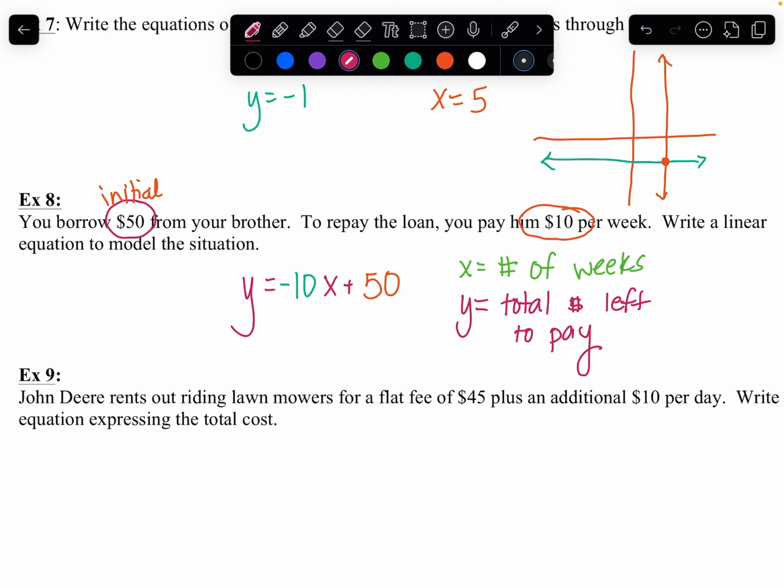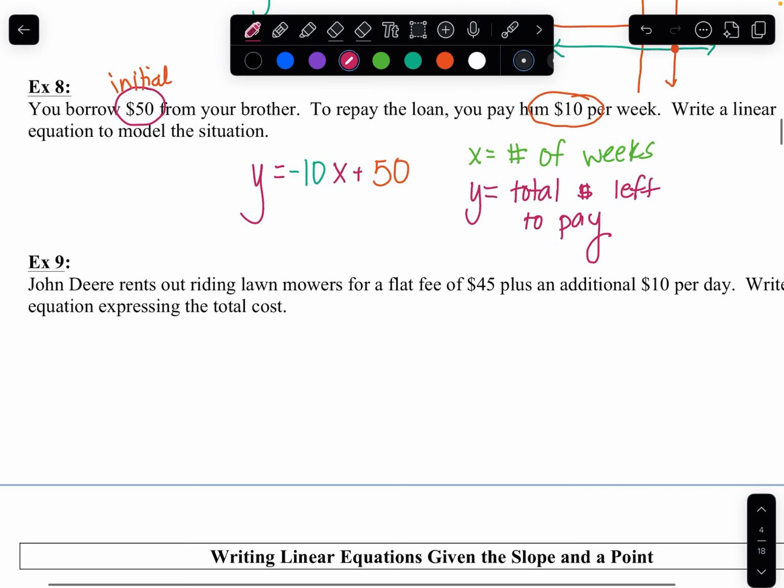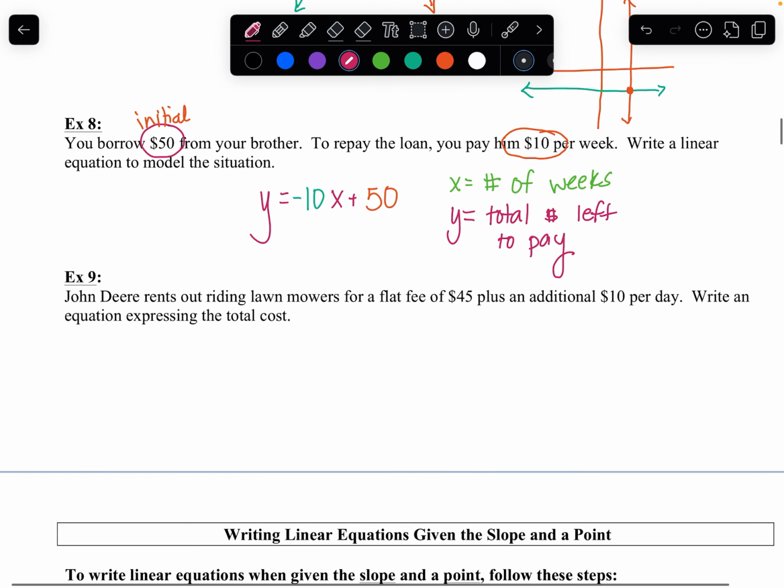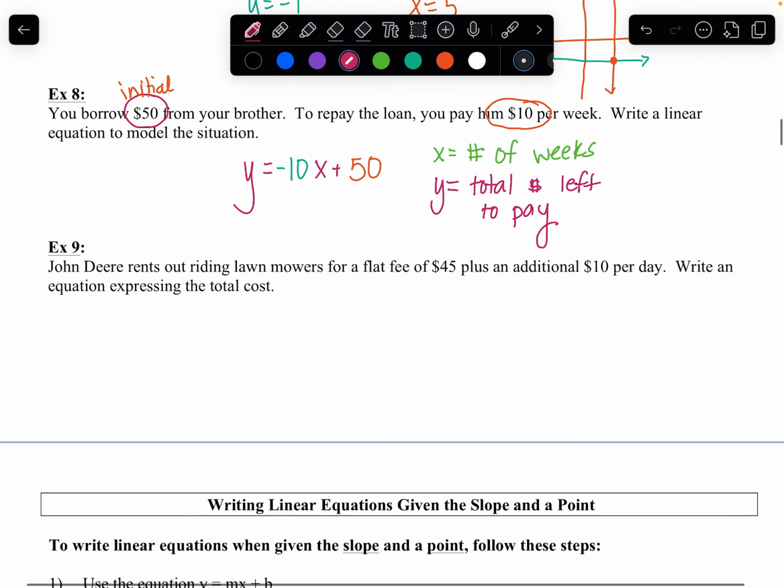Okay. So let's look at example 9. So John Deere rents out riding lawnmowers for a flat fee of $45. I'm going to pause right there. A flat fee is no matter what you do, like if you don't do anything with it, you still have to pay $45, just in a sense to look at it. So this would be our initial. And an additional $10 per day.